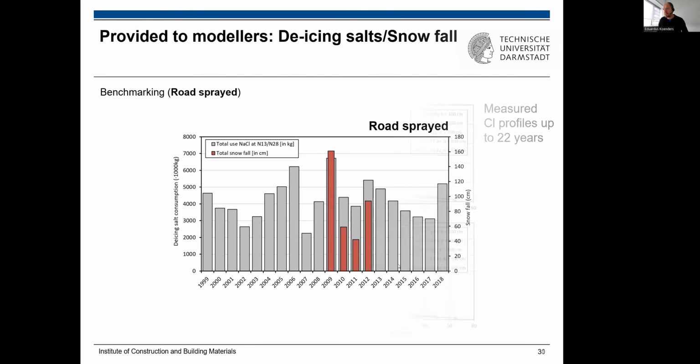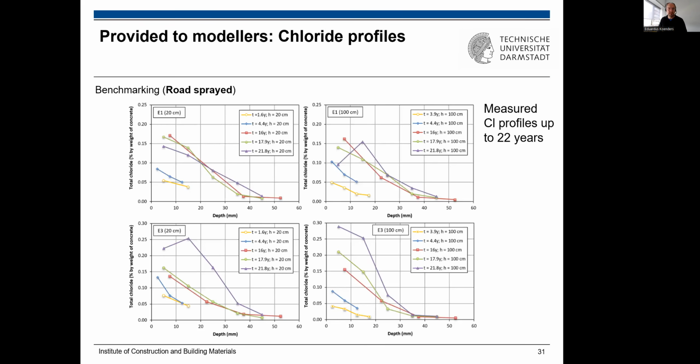What we also give them, in the next slide, are the measured chloride input profiles. This is the height, right? 20 centimeters above the surface, and this is 1 meter. This result here went up to 21.8 years. It started at 1.6, 4.4, 16, 17, 18, and then 17.9, and then 20, 21.8 years. So this is what we gave them, the data, and asked, of course, can you give us a prediction?